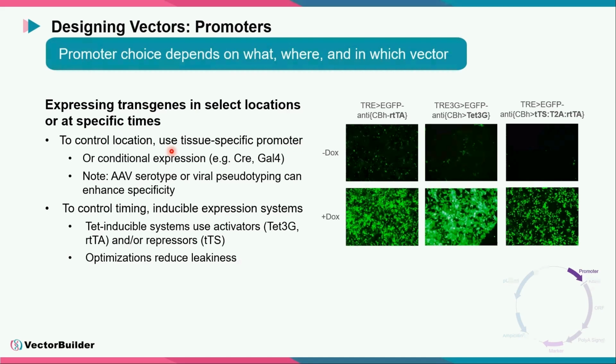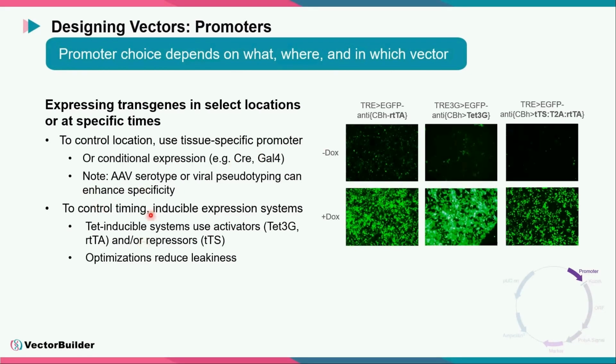So if you don't already have access to one of those lines, a tissue-specific promoter is going to be the better option. Now, I do want to note that we can take advantage of the tropism of different viruses to enhance targeting. I mentioned before that different AAV serotypes can target different types of cells, or you can pseudotype different viruses like VSV and lentivirus to enhance that specificity.